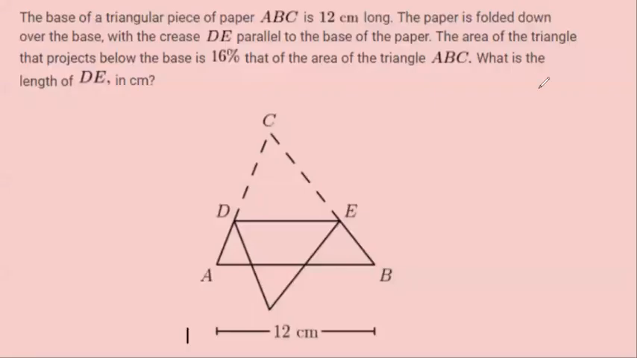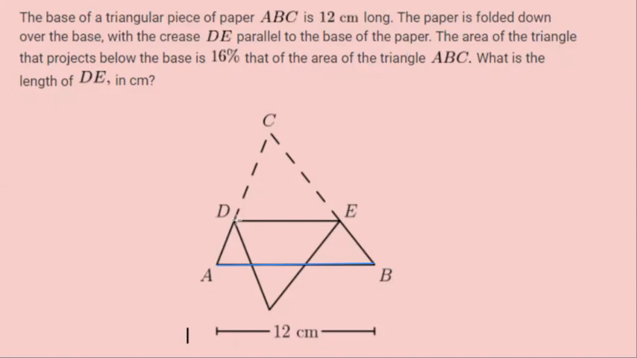Okay, so let's look at this problem. The base of the triangle is given as 12, and the paper is folded down over the base. So this is our base, 12, and we are folding this triangle ABC. This paper is going to be folded down over the base with the crease parallel to the base of the paper.